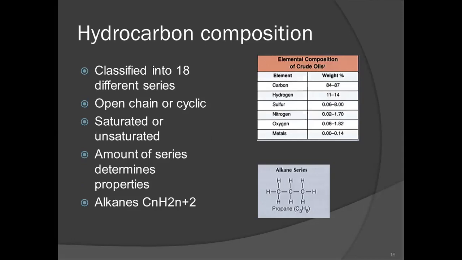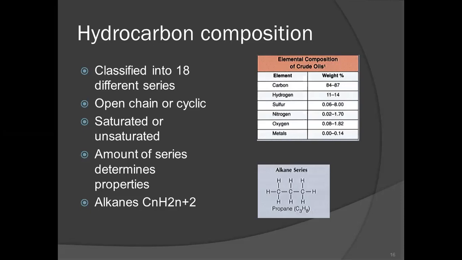The hydrocarbon composition: most hydrocarbons are made of carbon and hydrogen, and any other additions are regarded as impurities. They are classified into 18 different series based on whether they are open chain or cyclic, saturated or unsaturated, and the amount of carbons in the series determines the properties.